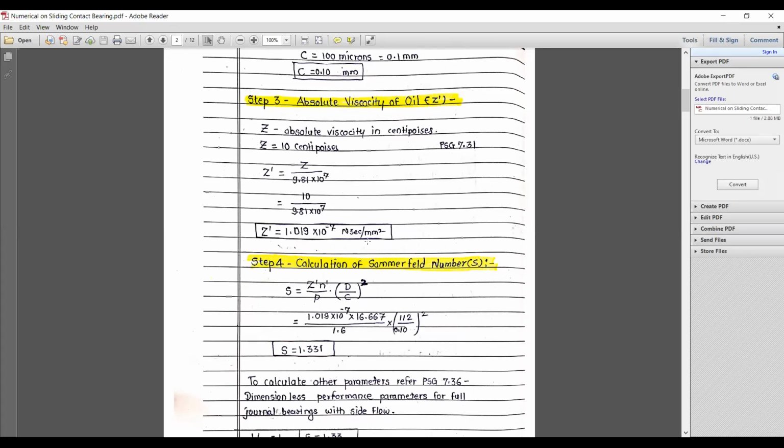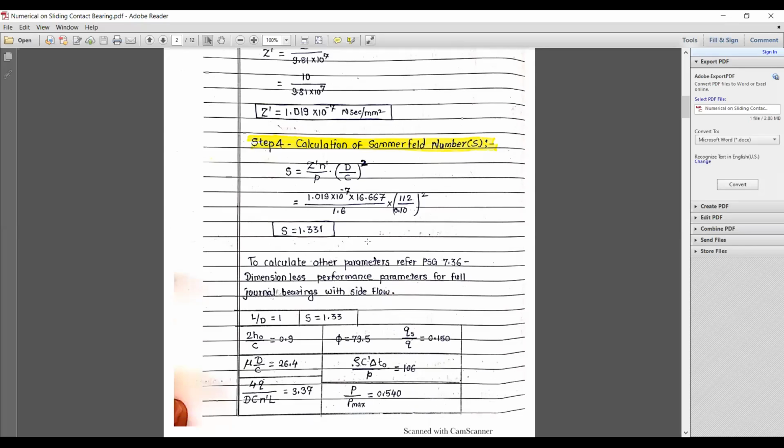All the values which we have considered are in Newton. Here Z is equal to 10. Putting in the equation, we get Z dash equal to 1.019 into 10 raised to minus 7 Newton second per mm square.